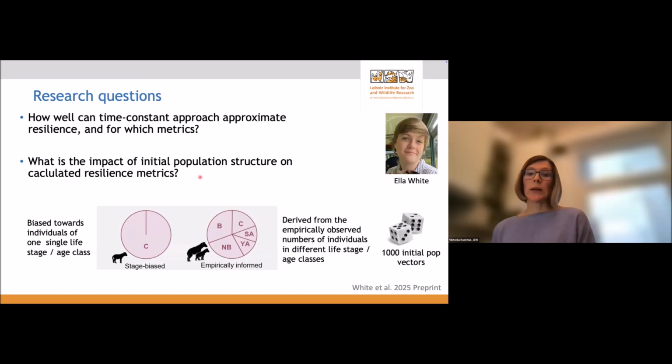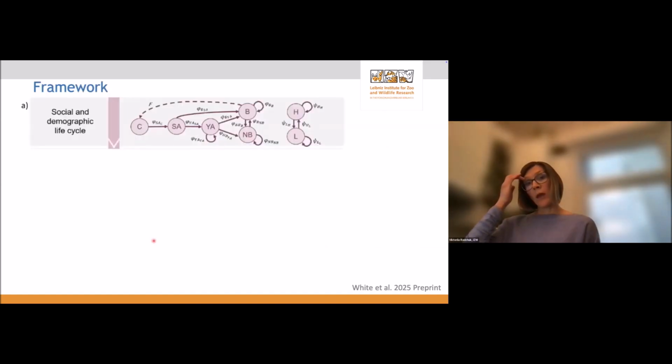So we also used what we call randomized structures, where we drew 1,000 random population structures from a Dirichlet distribution. But for the sake of staying short, I will just focus on the two, stage-biased and empirically informed, for this presentation.